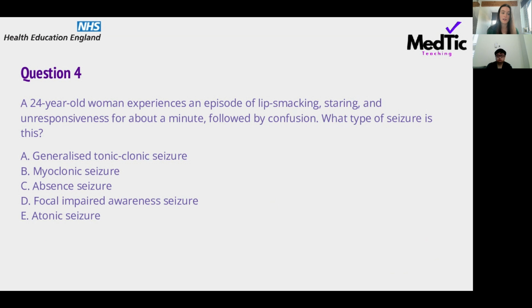Amazing. So question 4. A 24-year-old woman experiences an episode of lip smacking, staring, and unresponsiveness for about a minute, followed by confusion. What kind of seizure is this?